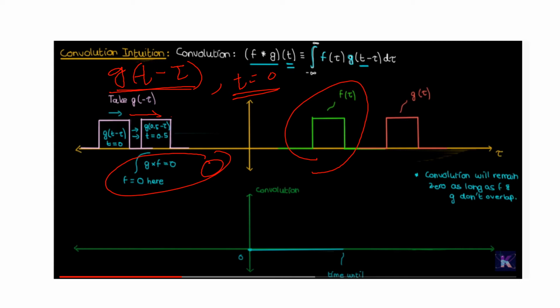So you are moving this function g of t minus tau towards the f of t function, or the f box. അപ്പൊ അവിടെയെല്ലാം 0 ആണ് ആൻസർ. So that is why you can see the convolution result as 0. ഇവിടെയെല്ലാം convolution റിസൾട്ട് 0 ആണ്.